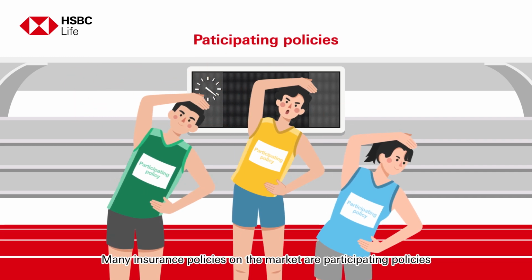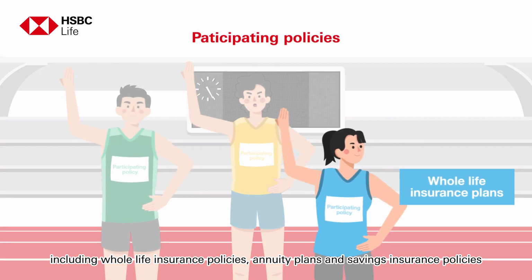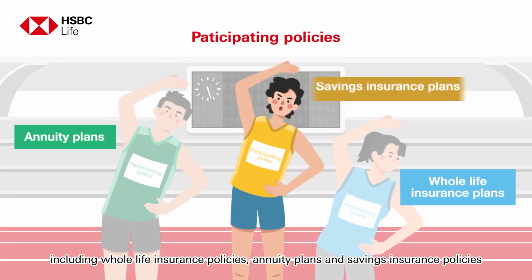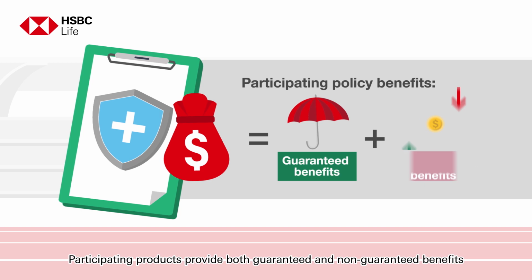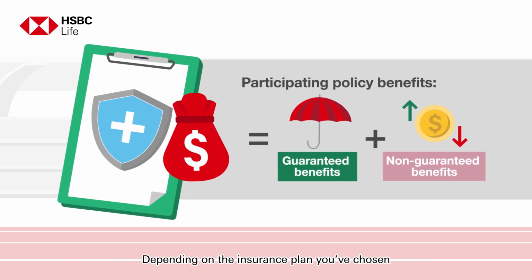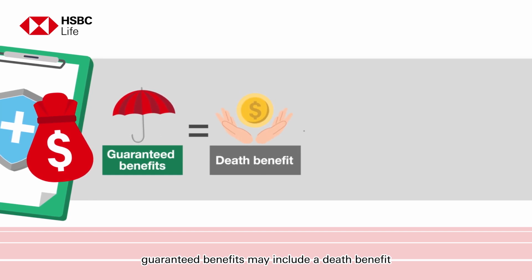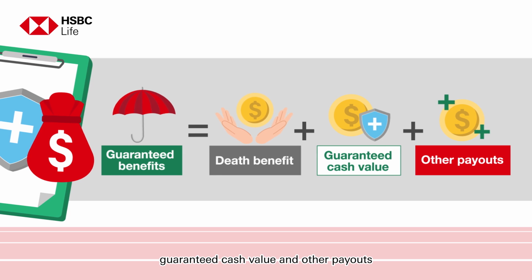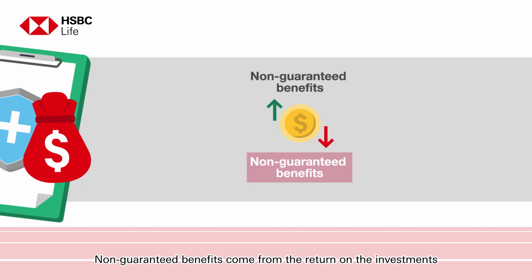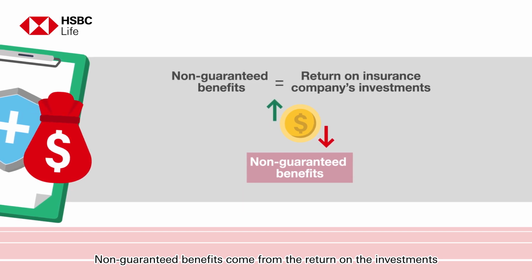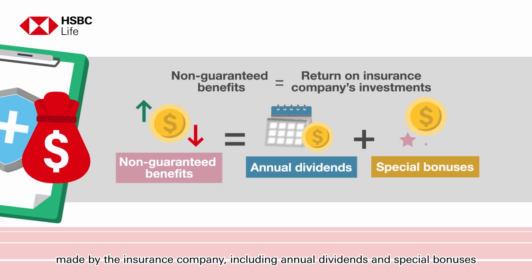is. Many insurance policies on the market are participating policies, including whole life insurance policies, annuity plans, and savings insurance policies. Participating products provide both guaranteed and non-guaranteed benefits. Depending on the insurance plan you've chosen, guaranteed benefits may include a death benefit, guaranteed cash value, and other payouts, and are not affected by changes in market conditions. Non-guaranteed benefits come from the return on the investments made by the insurance company, including annual dividends and special bonuses.